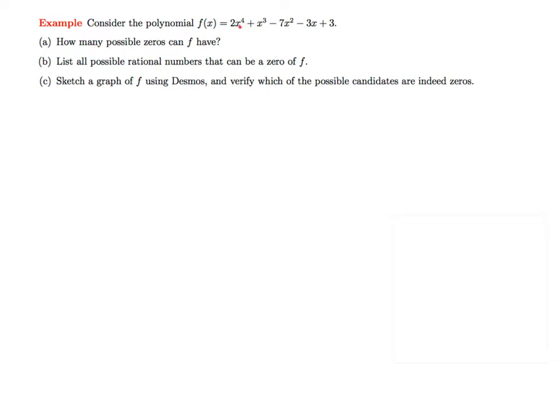And since f is a degree 4 polynomial, this tells us that at most we can have 4 zeros. So to answer part A, f can have at most 4 zeros. Doesn't mean it has to have 4 zeros, so don't be surprised if we find that f only has 1 or 2 or maybe doesn't have any zeros at all. But we shouldn't find more than 4 zeros. So it could have 0, 1, 2, 3, or 4 zeros.